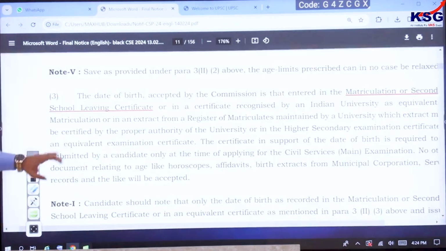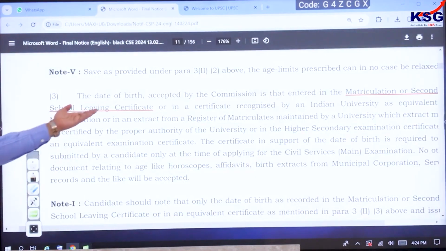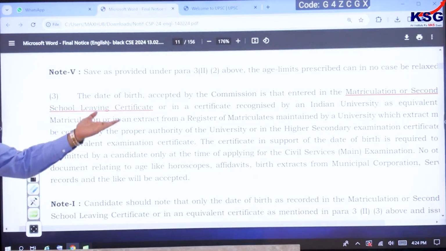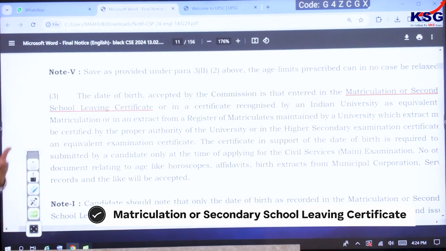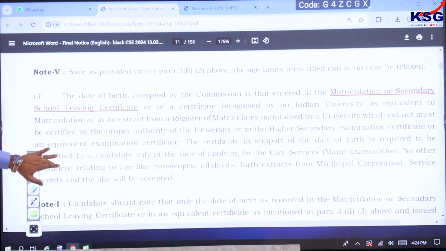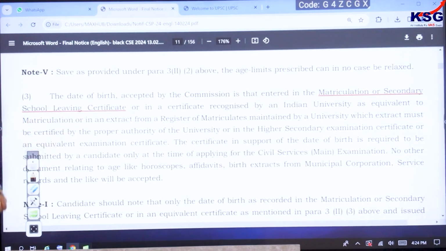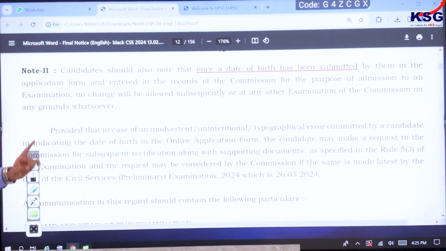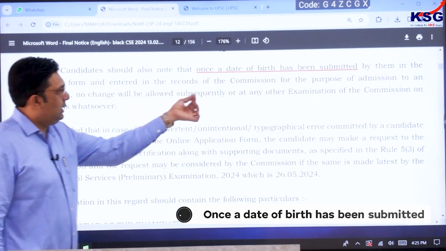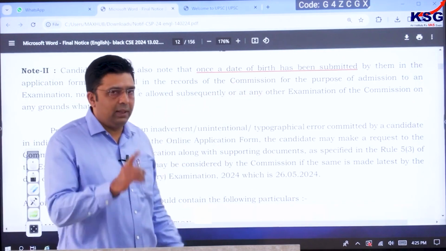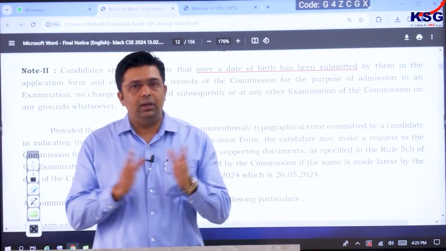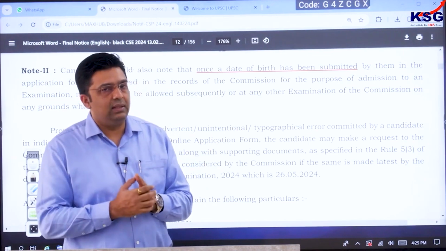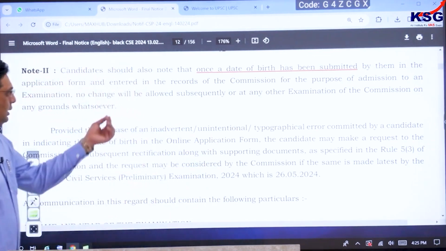Now, in terms of the date of birth, they will accept your 10th के mark sheet के context में और 10th में जो birth certificate के context में जो date आपने दिया होगा, whatever the date is mentioned in the matriculation or the SSC certificate, they will be considering that as your date of birth. Okay, now be careful. एक बार आपने date of birth mention कर दिया, now you are not allowed to change the date. So be very careful regarding the date.